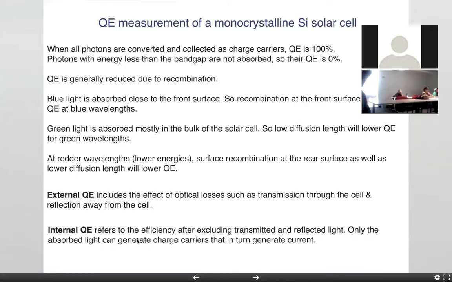Only the absorbed light can generate charge carriers that in turn generate current. In general, when we do measurements, we always talk about external quantum efficiency. But if you want to understand the physics of the device, people typically look at the internal quantum efficiency. But if you're a practical manufacturer of solar cells, you almost always talk about external quantum efficiency.